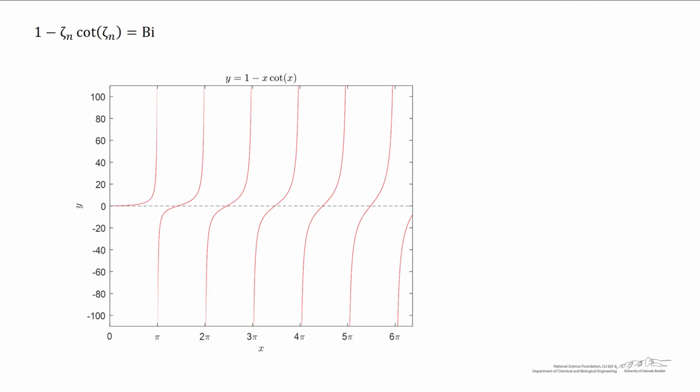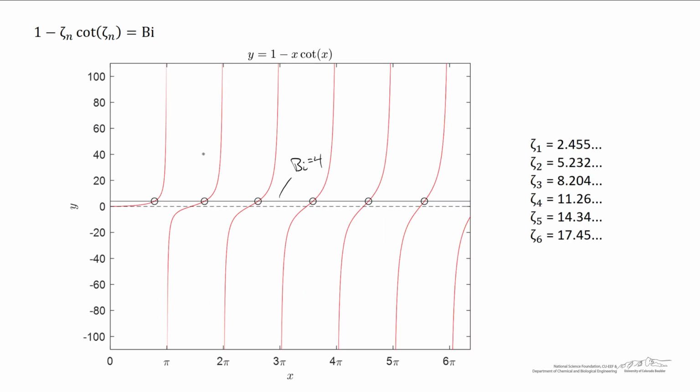The way I went about solving for different values of zeta was to first make a graph of y equals 1 minus x times the cotangent of x. And then I can just read off values of zeta. Let's say, for example, that the Biot number was equal to 100. In that case, I can just find the intersection at 100, and I'll find that the value of zeta is about 3.11. The second value of zeta is 6.22. The third value is 9.33, and so on.